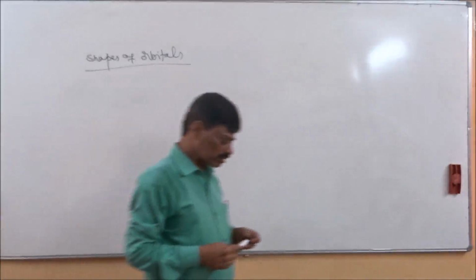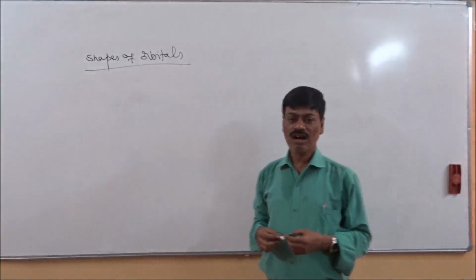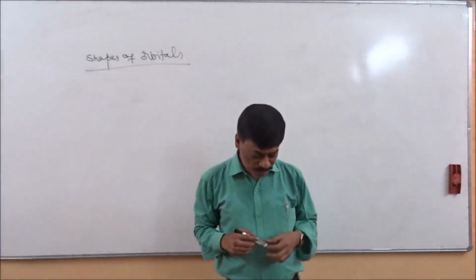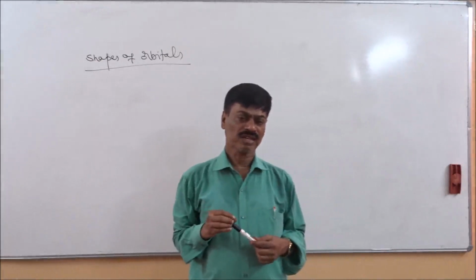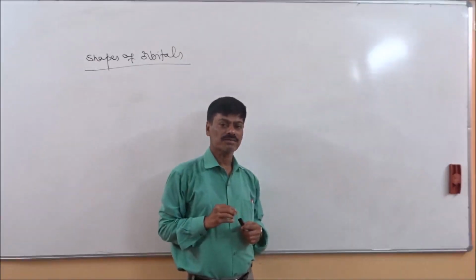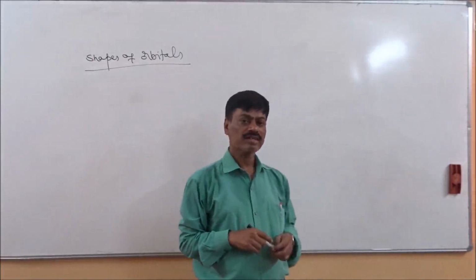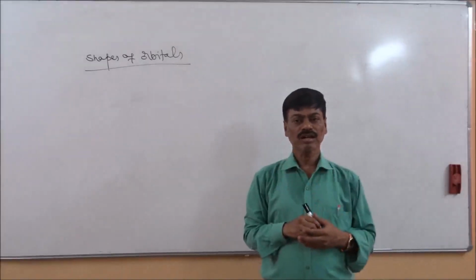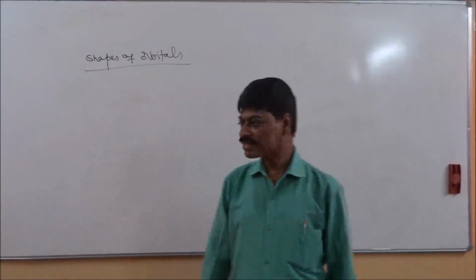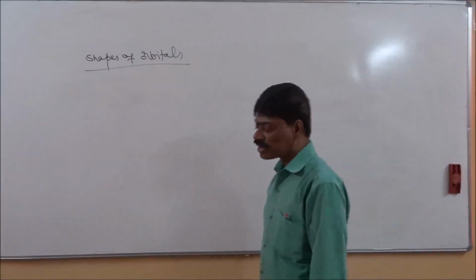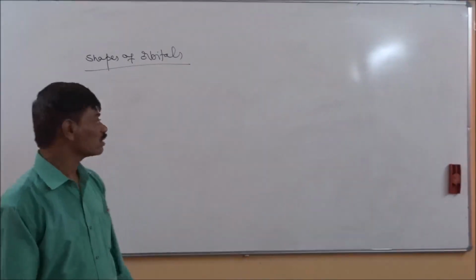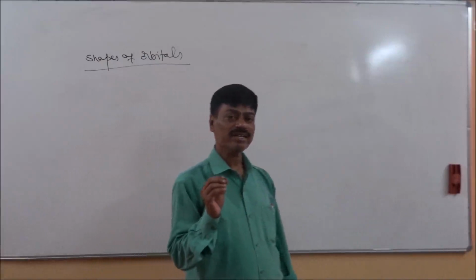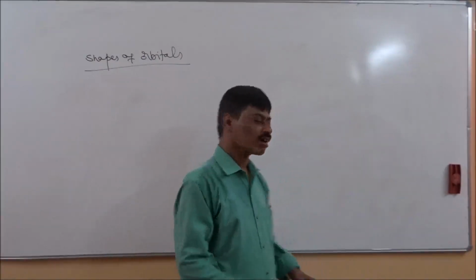Shapes of orbitals. As I told you, we have 4 different types of orbitals, and out of these 4 types, the 4th type of orbital, F, doesn't have any shape. So our main focus is on s orbital, p orbital and then d orbital. Yes children, as I told you, 3 orbitals have specific shapes like s orbitals, p orbitals and d orbitals. F orbitals do not have any shape. Now we will move to s orbital.